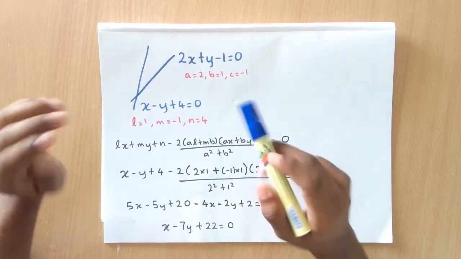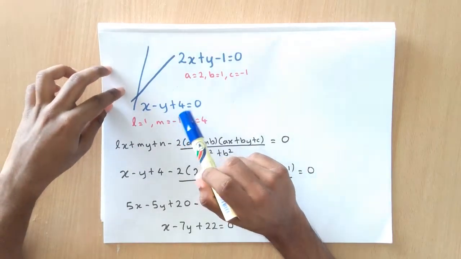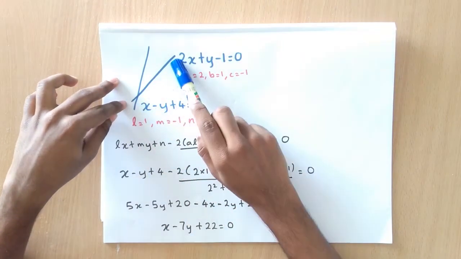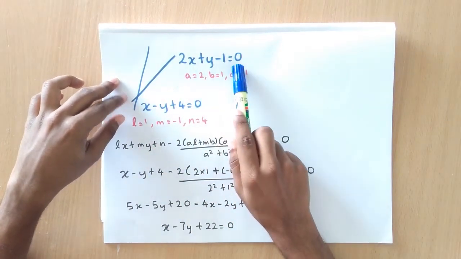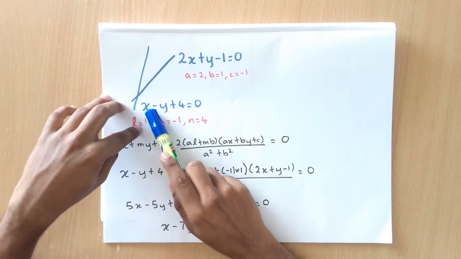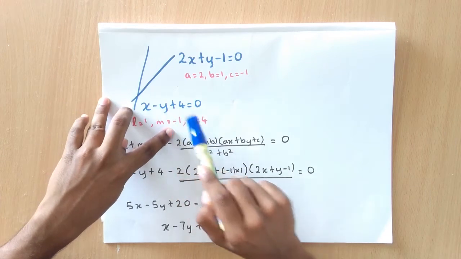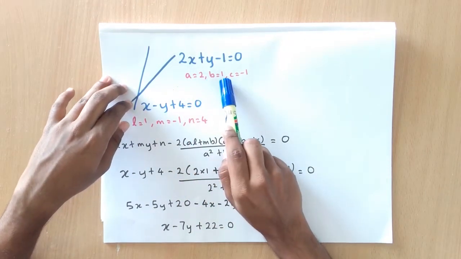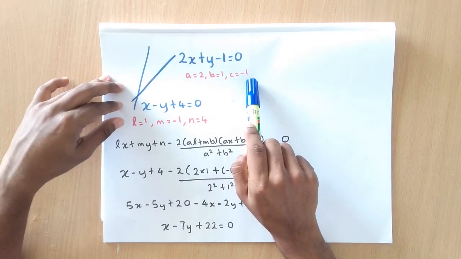We are asked to find the mirror image of the line x minus y plus 4 equals 0 with respect to the line 2x + y minus 1 equals 0. So here L equals 1, M equals minus 1 and N equals 4. Also A equals 2, B equals 1 and C equals minus 1.